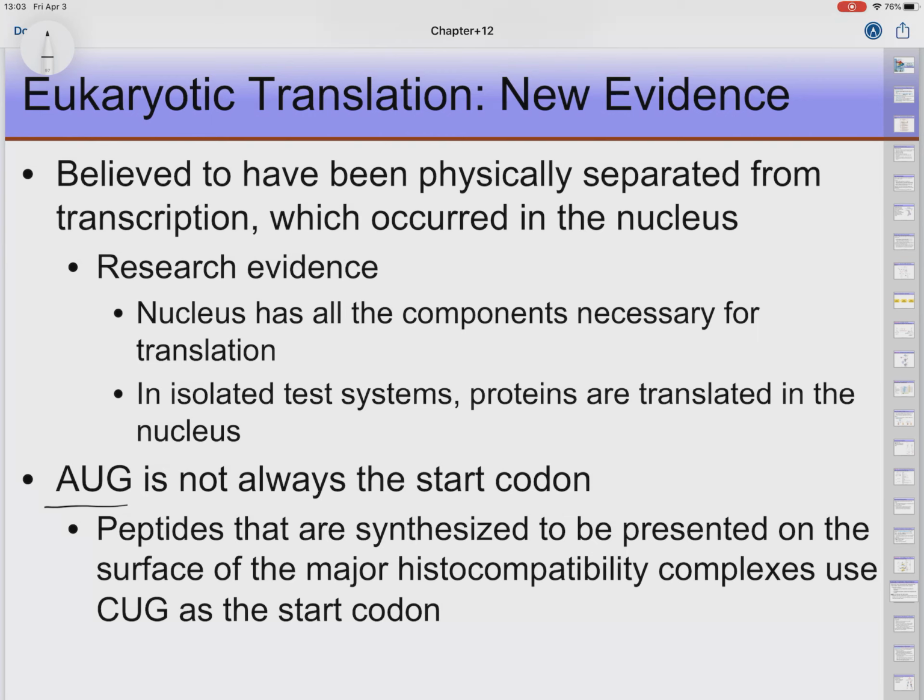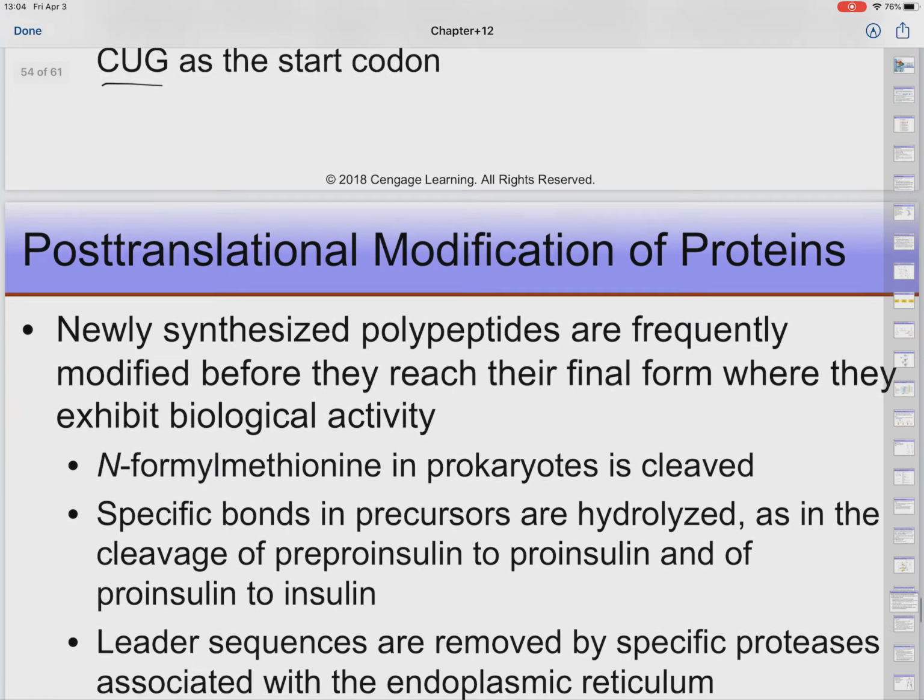AUG is not always the start codon. There are also peptides that are synthesized to be presented on the surface of major histocompatibility complexes, and they have a different start codon. So it's not totally universal that AUG is the start codon.